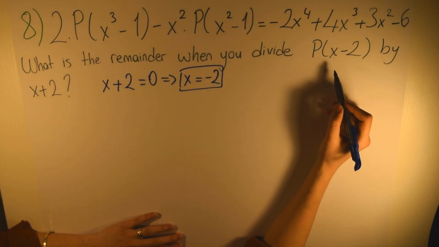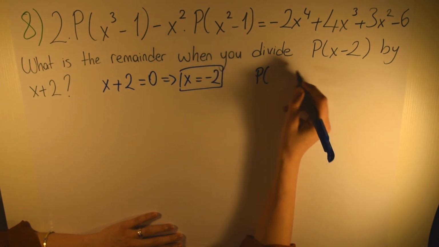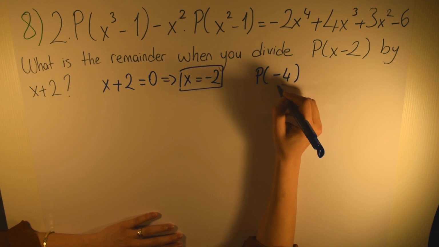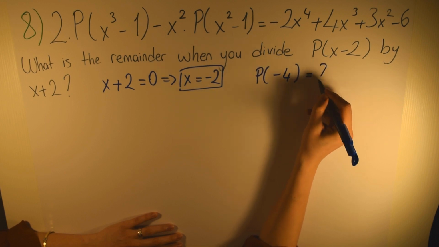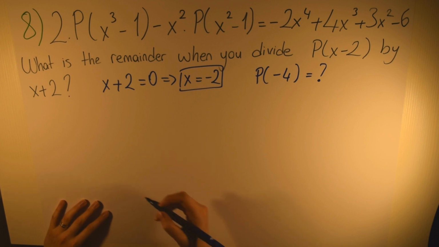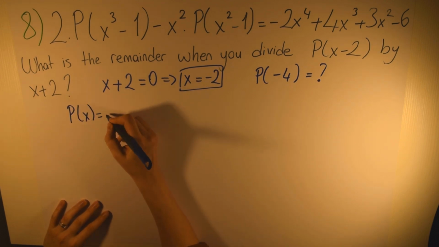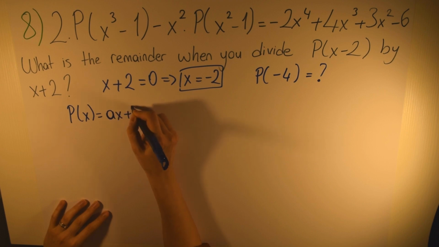So here when you put minus 2 instead of x, you get p of minus 4, right? So this is what we have to find at the end of this question. Okay, so let's start. Here our p(x), our polynomial, has to be something like this.